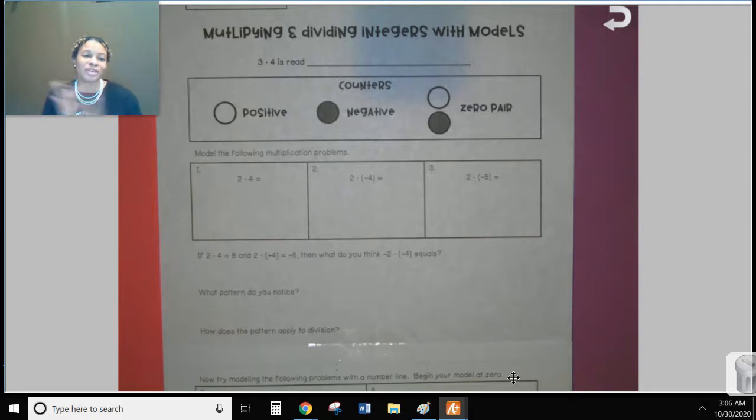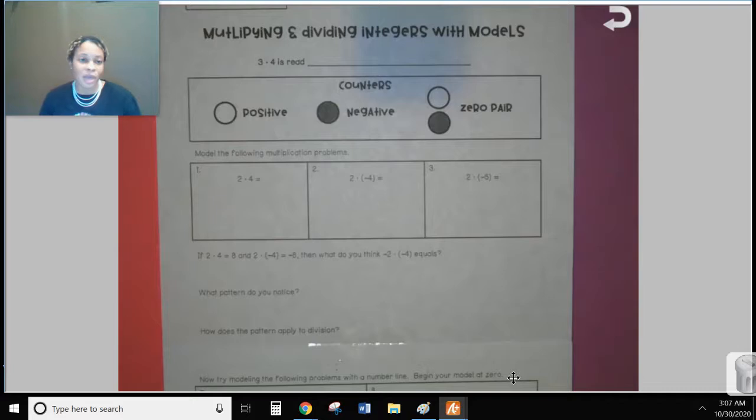Here we are again, still looking at TEAC 6.3c, saying I can model integer operations with concrete models. So today we're going to be looking at how to use our counters and our number line for multiplying or dividing integers with models. So the first thing we want to look at is just our reminder.